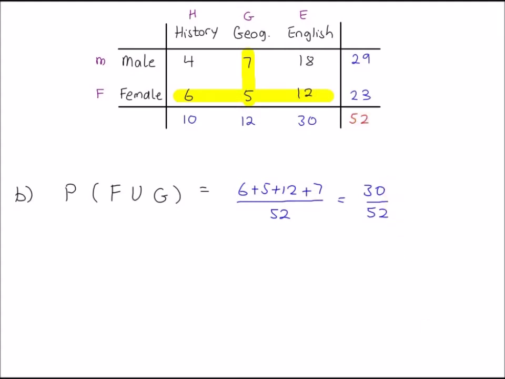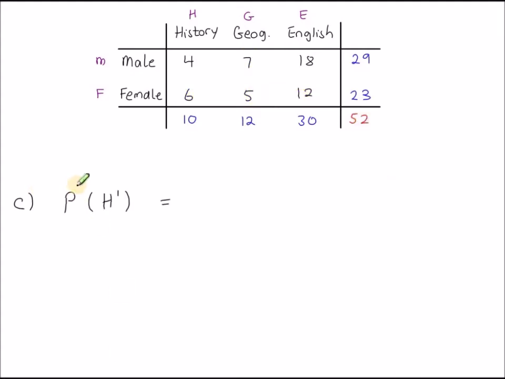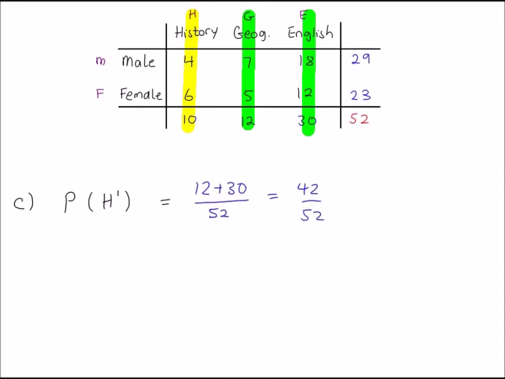Part C, so the probability that we select a student who's not studying history, H dash. So this is history, so we're not looking for anything in that column. The other columns are these. So there are 12 who are studying geography and 30 who are studying English. So we add them together, and out of 52, 42 out of 52.